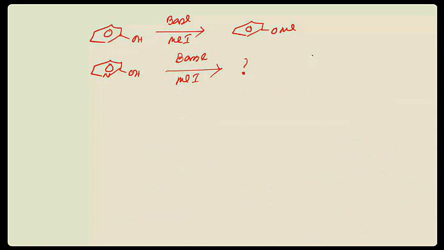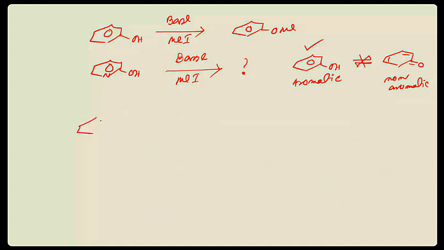Let's think for phenol. This is aromatic. If we try to go to some different form, let's say this form, a Kekulé kind of form, this is unstable, non-aromatic. So phenol cannot go to this form. It will always exist in this form. So as this is phenolic OH, the OH will be replaced by a methyl group. But what happens for pyridine?